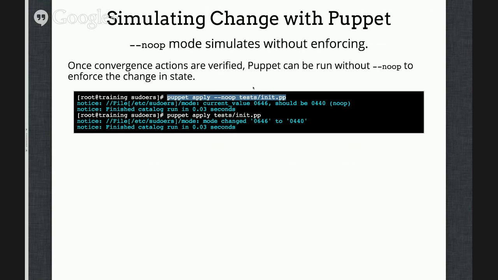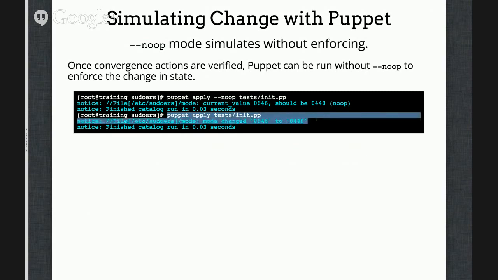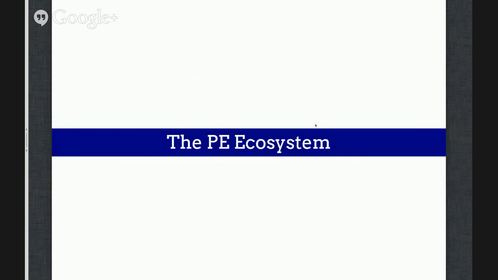So in this example on the screen, we can see that the etc sudoers file. The current permissions on that file are 646, and they should be 440. So it's not actually managed anything. Then we remove the no-op switch, and we see that Puppet goes ahead and actually changes the permissions from 646 to 440, which is cool.